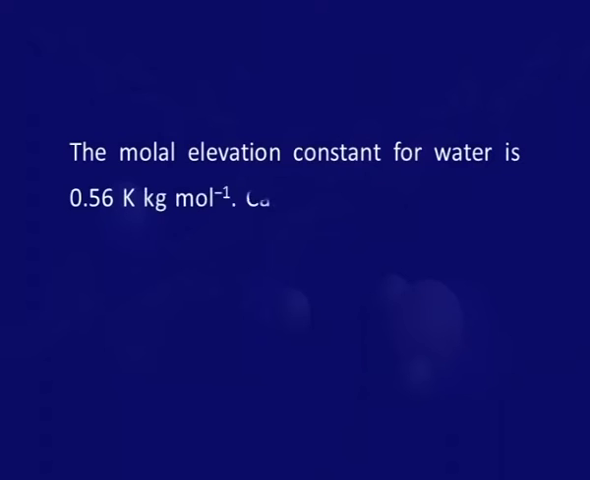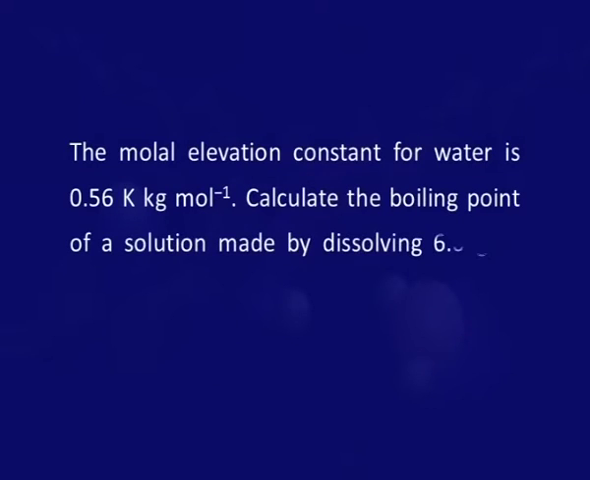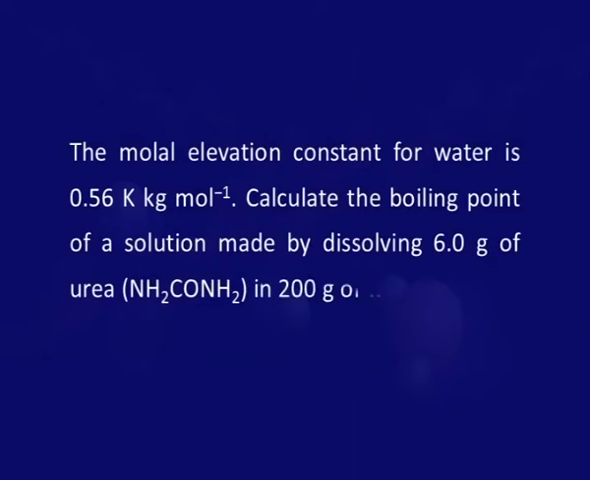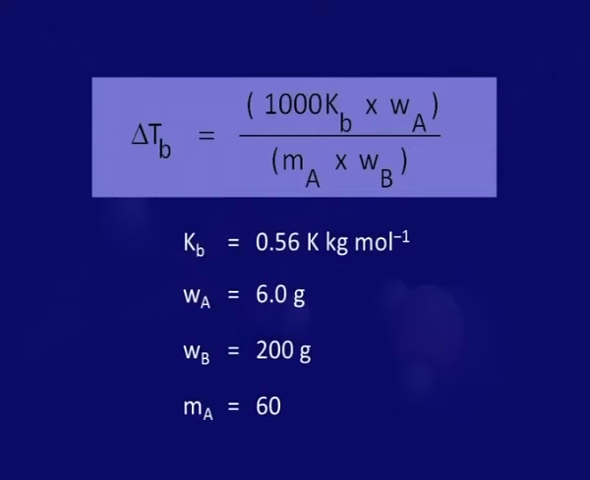Another example, the molar elevation constant for water is 0.56 Kelvin kg per mole. Calculate the boiling point of a solution made by dissolving 6 grams of urea in 200 grams of water. Molecular formula of urea is given as NH2CONH2. You can calculate the molecular mass of urea, which comes out to be equal to 60.